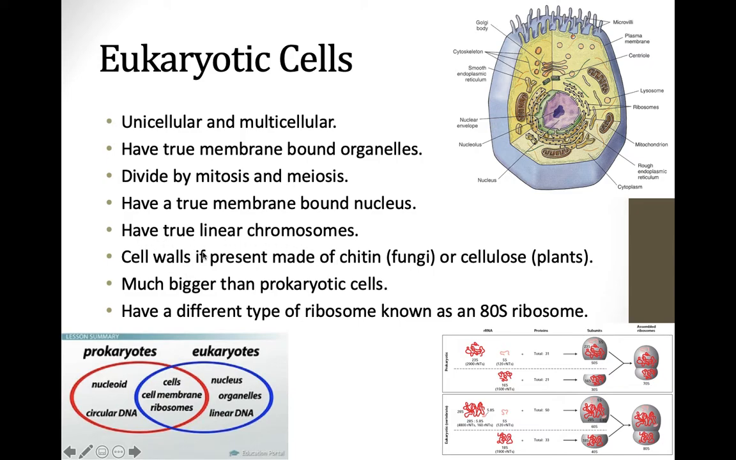Bacteria have chromosomes that are round. They only have one chromosome. We have multiple chromosomes, and ours are not round. Ours are straight lines. Now, eukaryotes can have cell walls, though not every single eukaryotic cell has one.